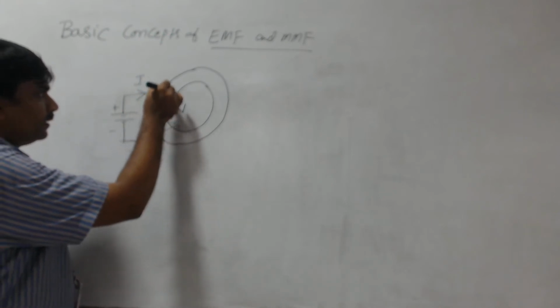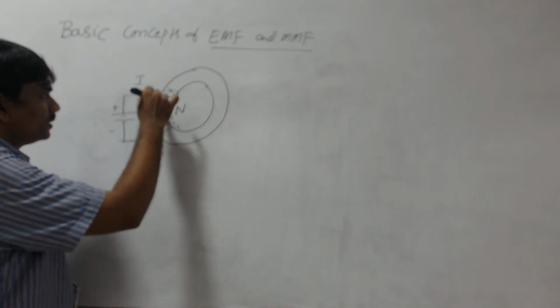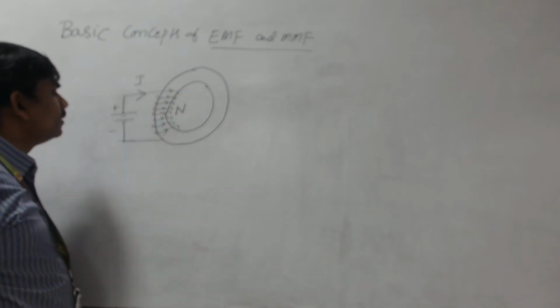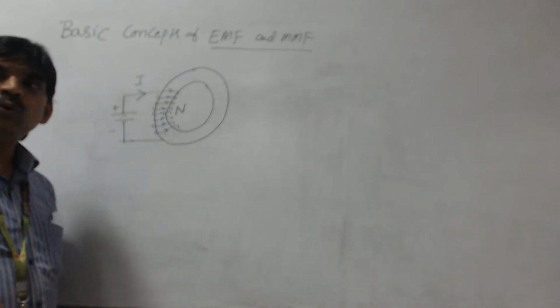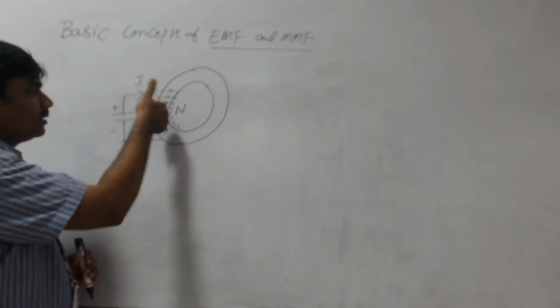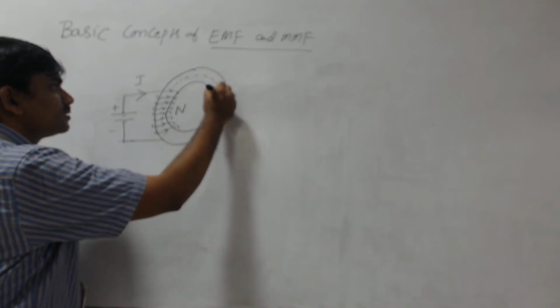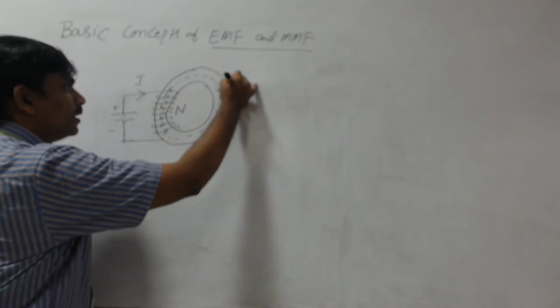This is the coil. In that coil, the current is passing from high potential to low potential. According to the thumb rule, when the current is passing in the wire, the flux is set up here. This is called the flux.